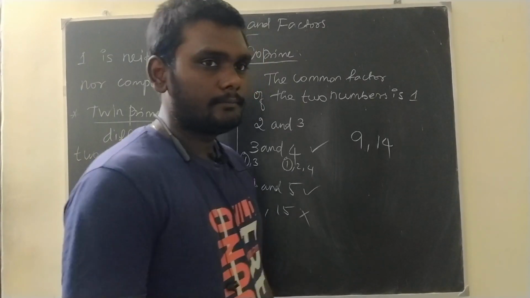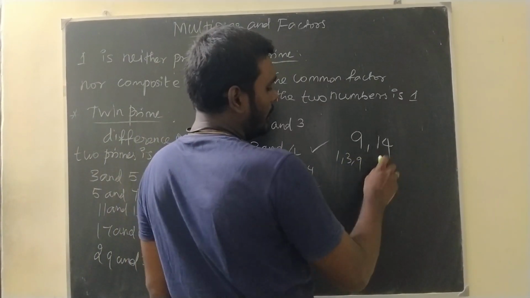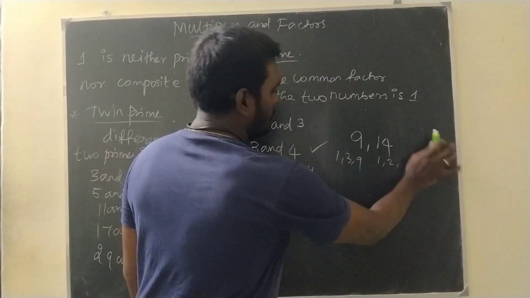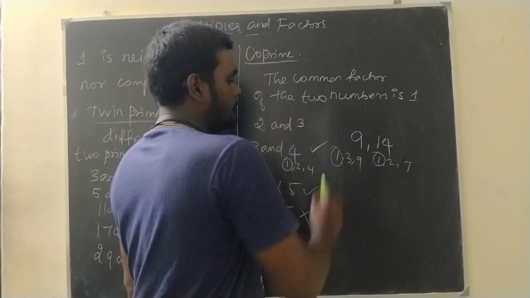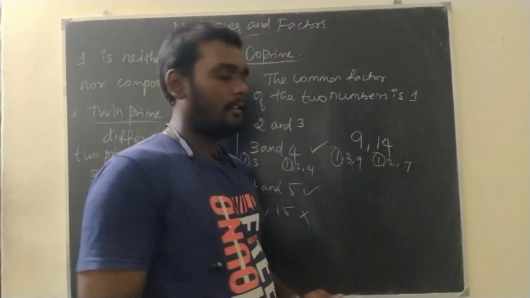9 and 14: the factors of 9 are what? 1, 3, 9. 14 is 1, 2, 7, 14. Which is common? Only 1. The common factor is 1. So 9 and 14 are co-prime.